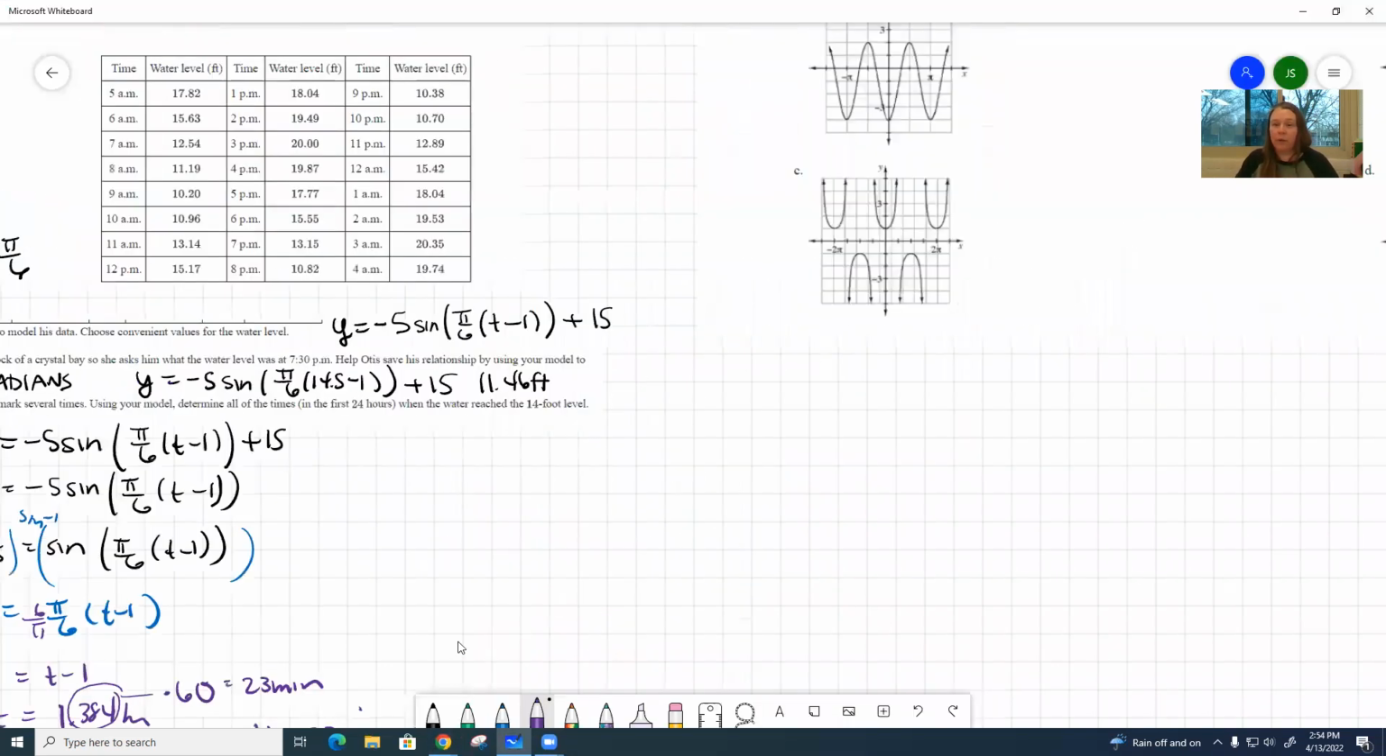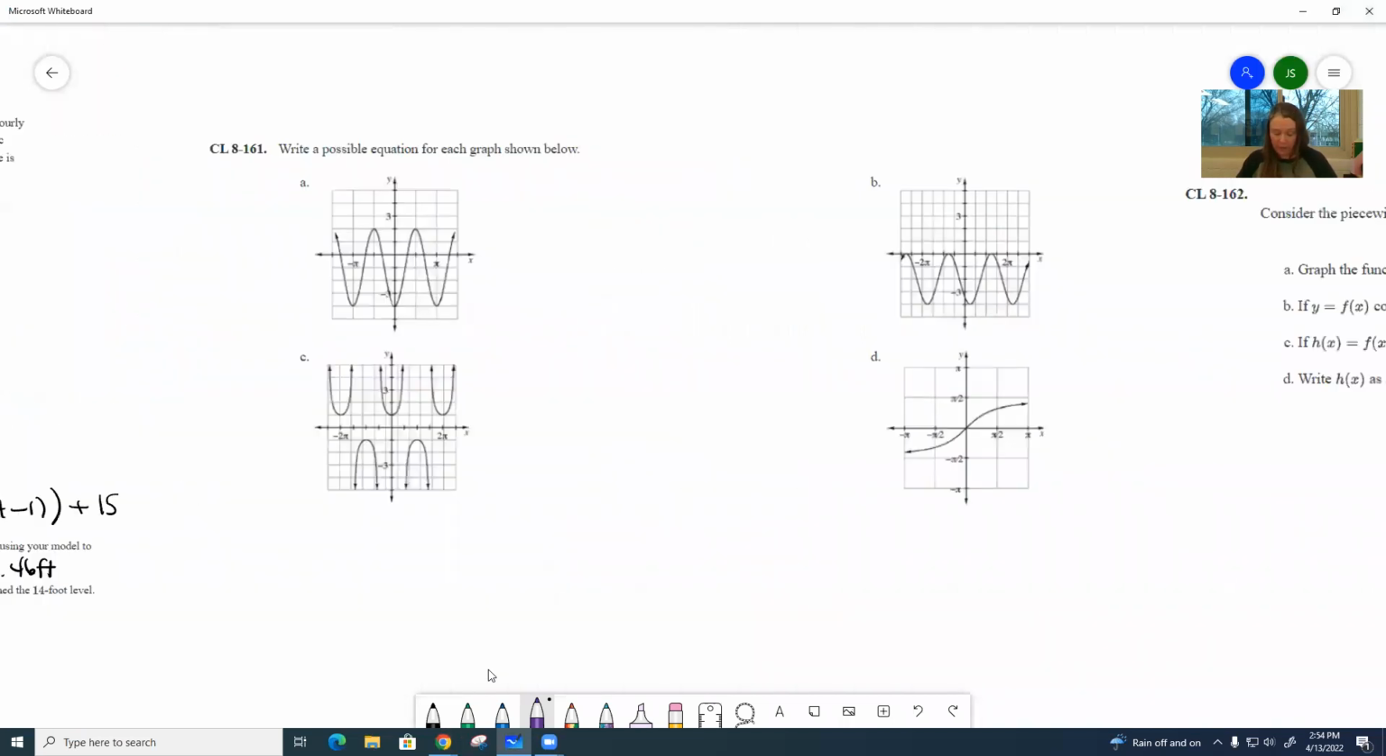All right, so let's see what we have next. All right, so now we're given graphs and we're asked for equations. Now remember, for all of these, you could see all of them either as a regular sine. So you could look for a regular sine cycle. You could look for a flipped sine cycle. You could look for a cosine. Or you could look for a flipped cosine.